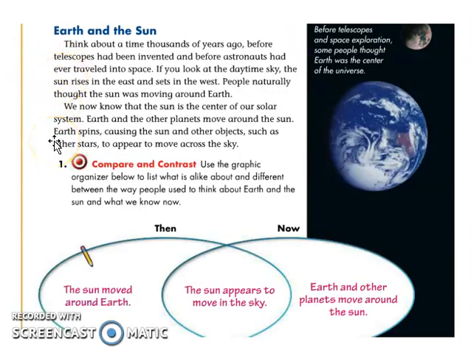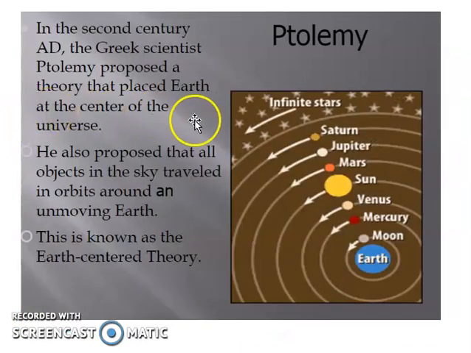Think about a time 1,000 years ago, before telescopes and before astronauts launched their spacecraft into outer space. If you look at the daytime sky, the sun rises in the east and sets in the west. People naturally thought that the sun was moving around the earth. One of the scientists before, in the 2nd century, named Ptolemy, proposed the theory that the earth is the center of the universe.